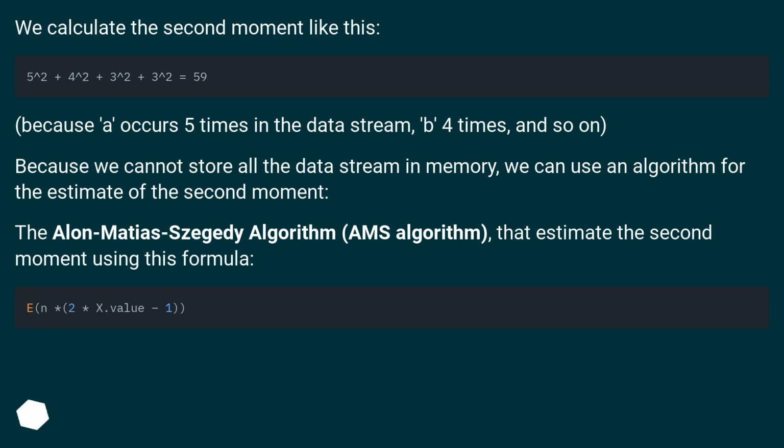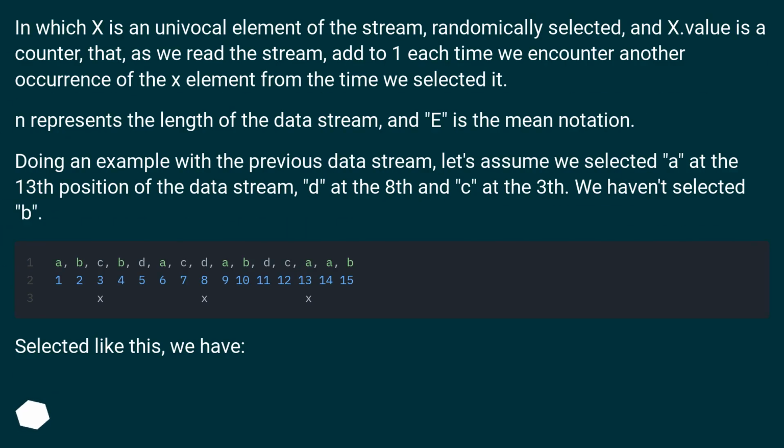Because we cannot store all the data stream in memory, we can use an algorithm for the estimate of the second moment: the Alon-Matias-Szegedy algorithm, the AMS algorithm, that estimates the second moment using this formula. In which X is a unique element of the stream, randomly selected, and X.value is a counter that, as we read the stream, adds 1 each time we encounter another occurrence of the X element from the time we selected it. N represents the length of the data stream, and E is the mean notation.